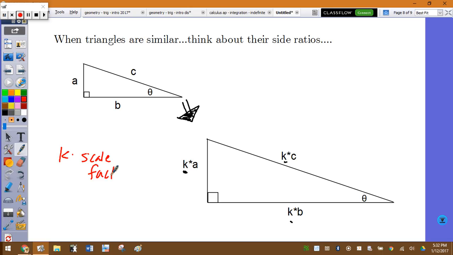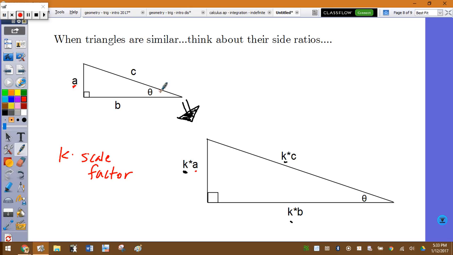And to maintain proportion and make sure I make a similar figure, not a distorted, warped version of it, I'm going to multiply all of my side lengths by this same number k. So a becomes k times a, b becomes k times b, and c becomes k times c. And if these numbers were different from each other, then they wouldn't be similar, but they are similar, so they're all the same number.